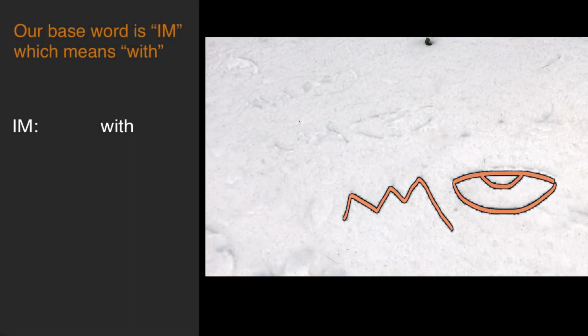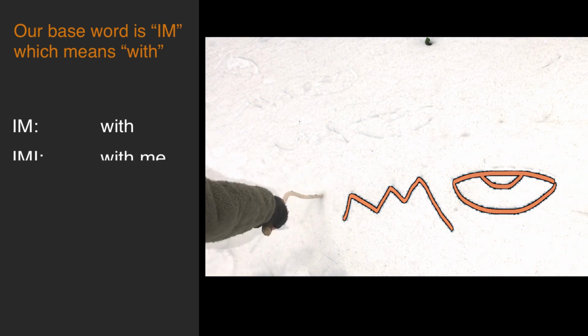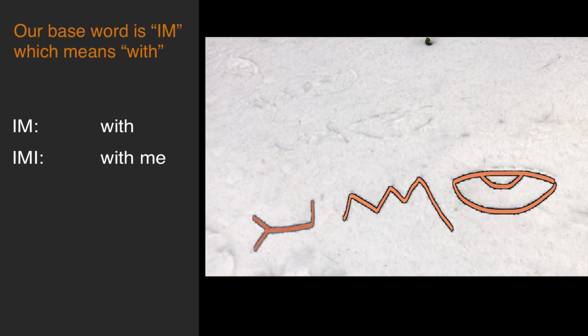Im. Ayin, mem. It means with. So how would you say with me in Hebrew? How do you make a word mine in Hebrew? You add a yod at the end of the word. That's excellent. So that becomes the word imi, with me.